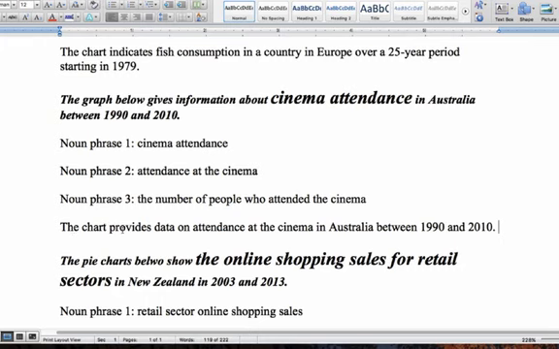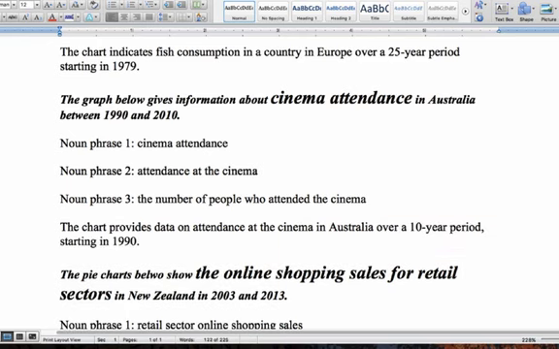Okay, the chart, the graph provides, gives, data on, information about. Noun phrase 1 becomes noun phrase 2. In Australia between 1990 and 2010. Okay, let's do this. Right, that's better. Alright, then just one thing I want to say. If you can think of a nice synonym, put it in. What's a synonym for cinema? Movies. So that's great.